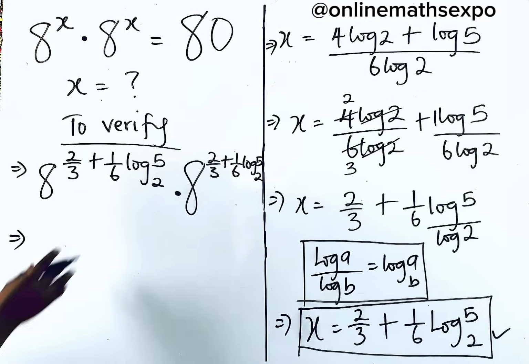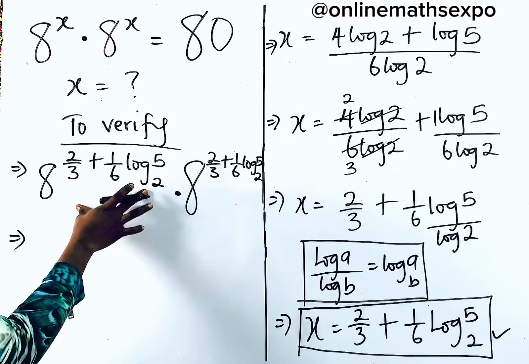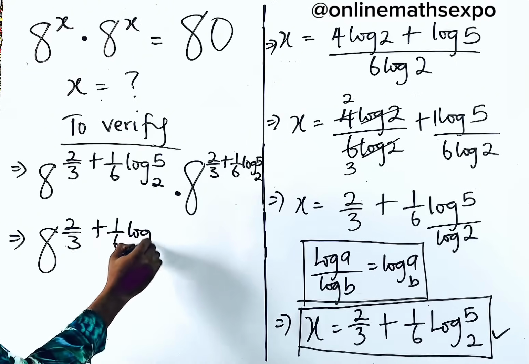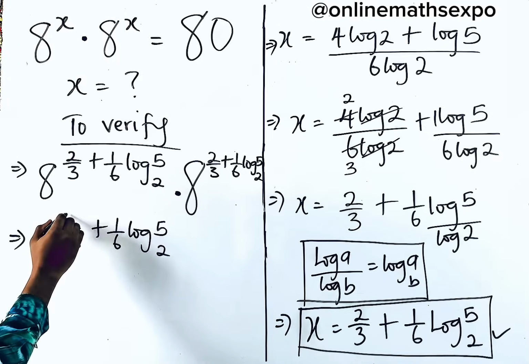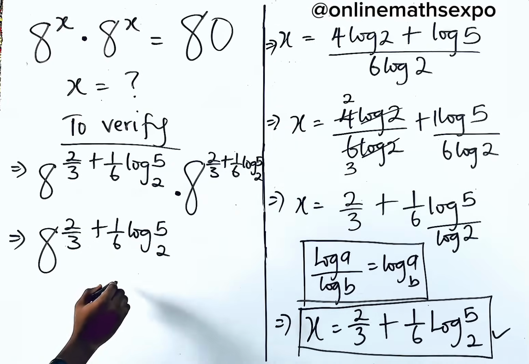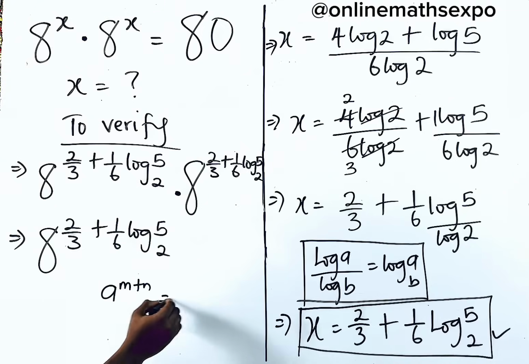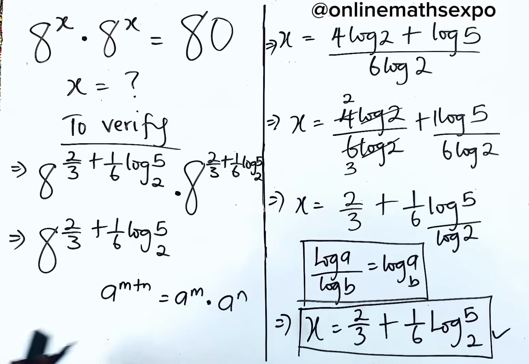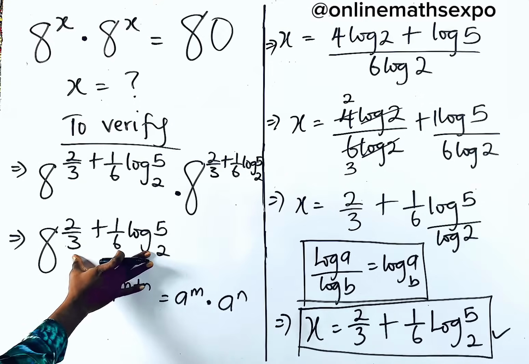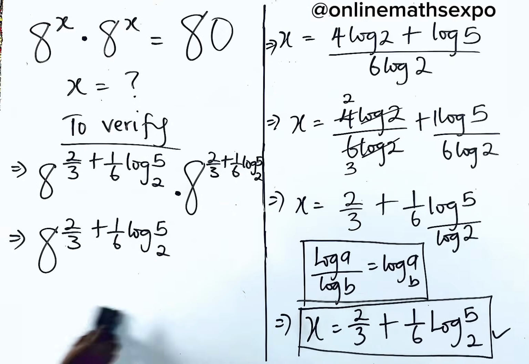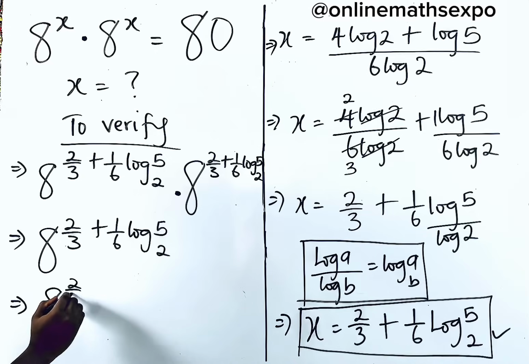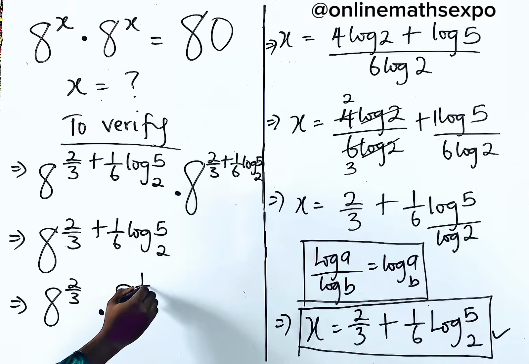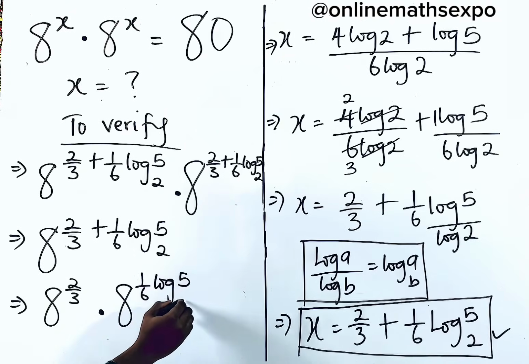To simplify, let's work with this for now, okay? So it's going to give us 8 to the power of 2/3 plus 1/6 log 5 base 2. Now remember, these are the powers. Remember what we stated earlier, for every a to the power of m plus n, it is a to the power of m multiplied by a to the power of n, okay? So we're going to apply this to split these powers to be in this form. And to do that, we are going to have 8 to the power of 2/3. Now this will turn to multiplication. Did you see? So you have 8 to the power of 1/6 log 5 base 2.